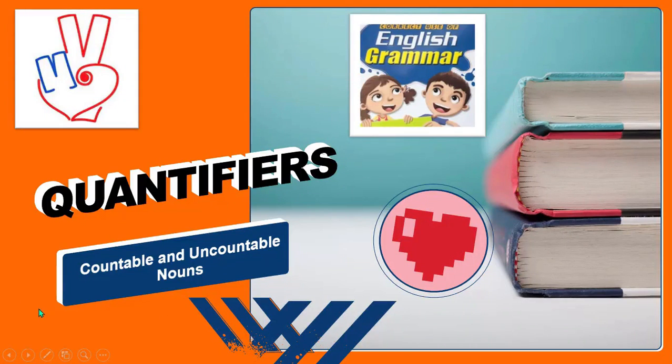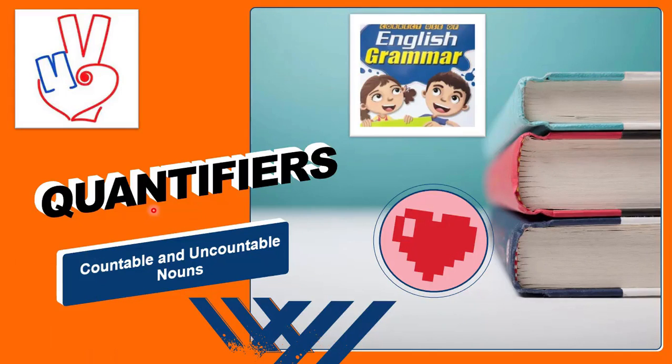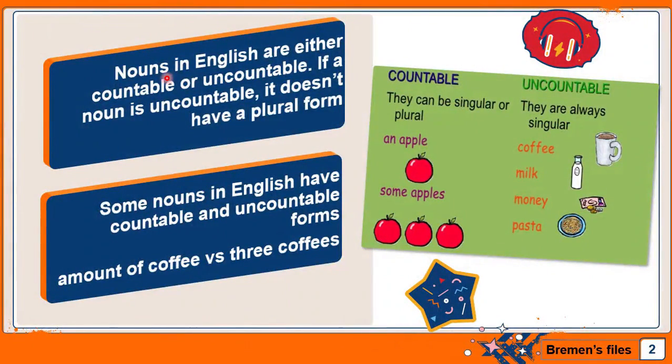Here we are going to discuss grammar, and the grammar that our discussion is about is the quantifiers. The quantifiers in the countable and uncountable nouns. Nouns in English are countable and uncountable. If it is uncountable, you cannot count the thing, you cannot count the object, it doesn't have a plural form.